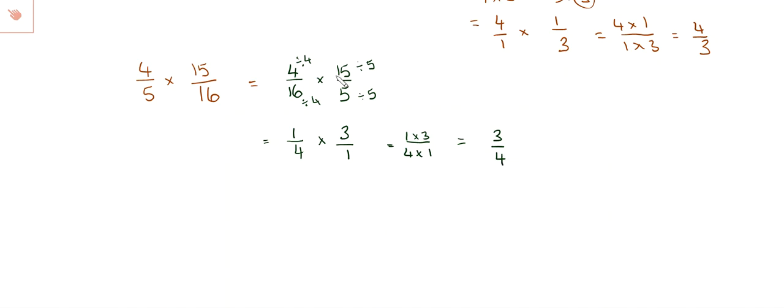Just to show you, this is a good layout and good explanation, but as you get quicker and good at it, you'll just start writing things up. 4 cancels with the 16, so divide by 4 makes 1, divide by 4 makes 4. 5 and 15, 5 divided by 5 is 1, 15 divided by 5 is 3, and we end up with the answer. As you get better at it.